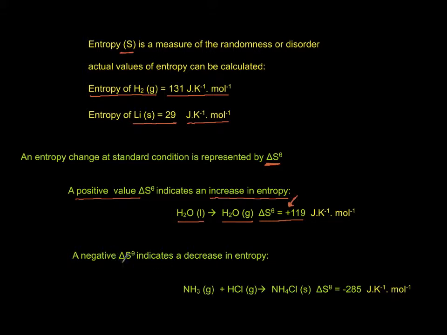A negative delta S, on the other hand, indicates there is a decrease. If you take ammonia, a gas, and hydrogen chloride, a gas, and mix them and you produce a solid of ammonium chloride, delta S goes down and there is a negative value for that. So this indicates that this solid is more ordered compared to the gases to begin with.